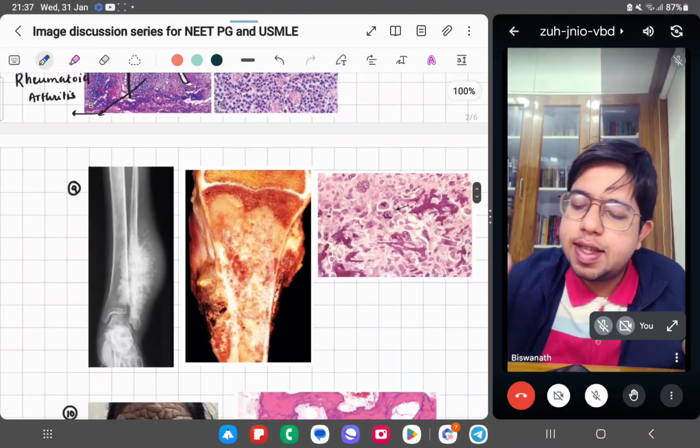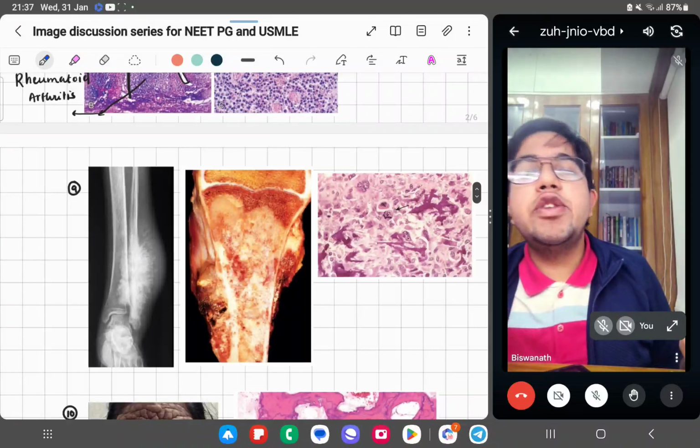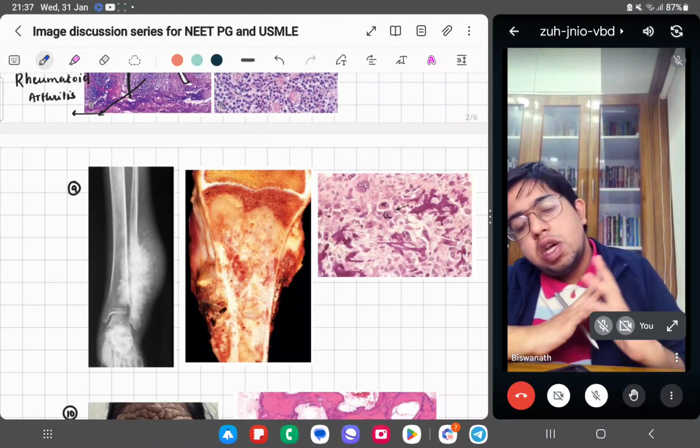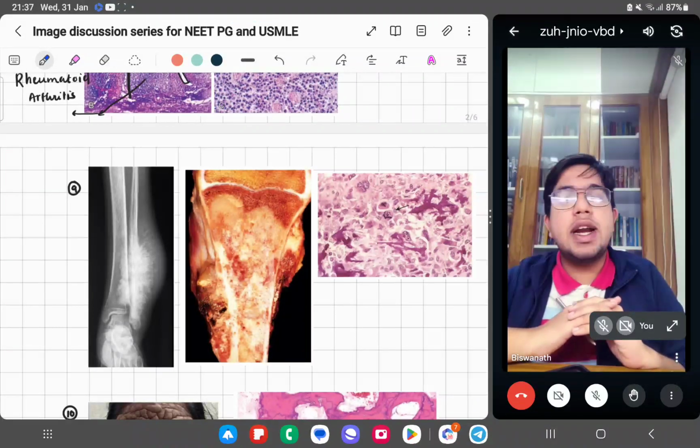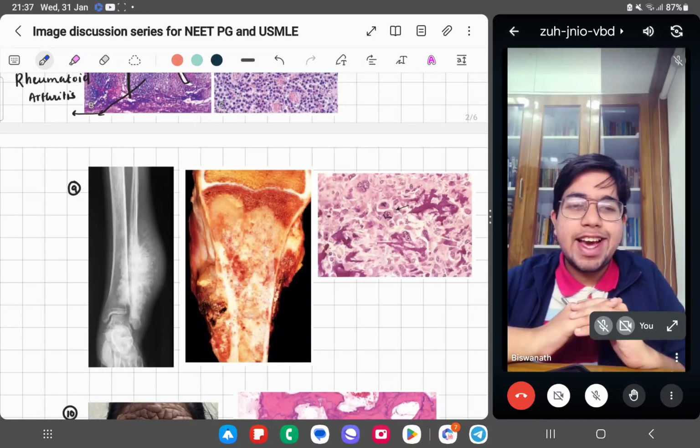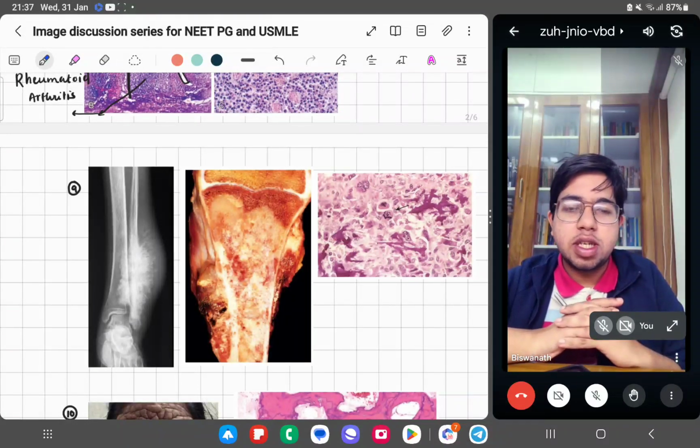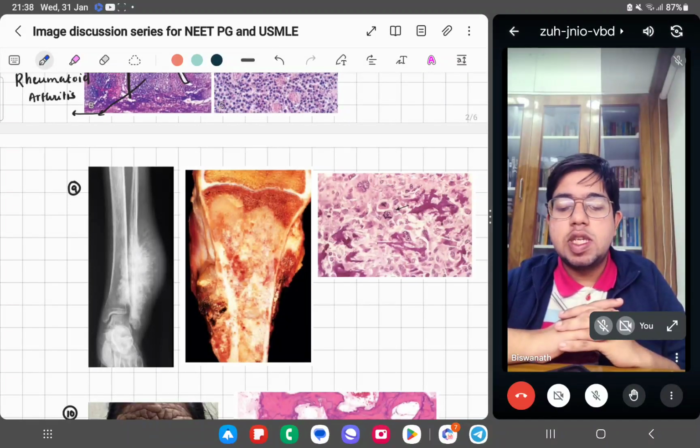Okay, this three triad. I have given you three pictures from Robbins. Can you just identify what this is? It's a very characteristic appearance seen in radiology. You might have seen it somewhere in other postings or not, but it's rare. It's generally not seen.